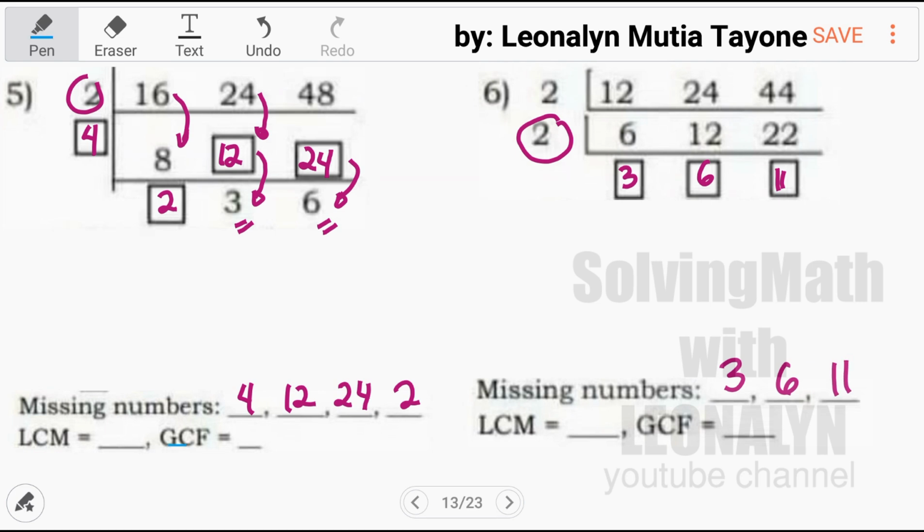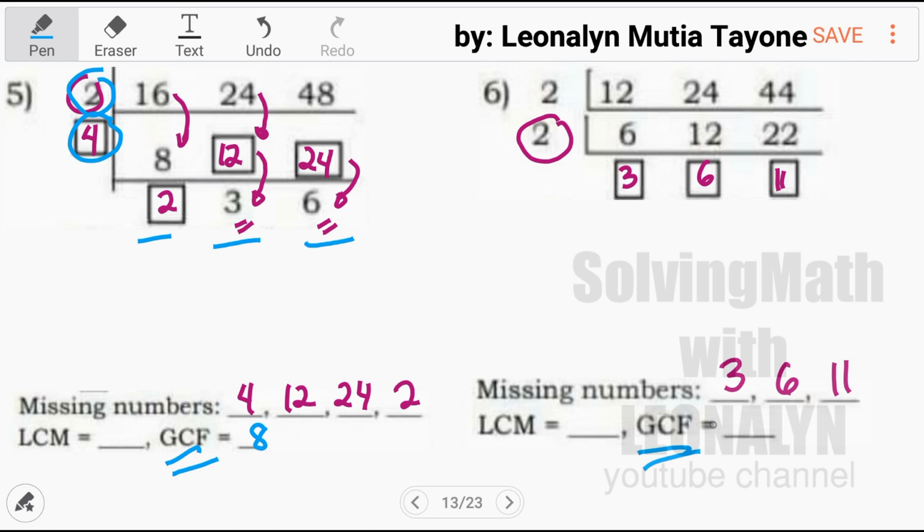Now, para naman sa greatest common factor. Sa tatlong ito, dapat silang tatlo lahat ang pwede nating ma-divide. Wala na tayong common na ma-divide sa tatlong na yan maliban sa 1. So, ito lang ang i-multiply natin. 2 times 4, and that is 8. Kaya ang greatest common factor dito ay 8.